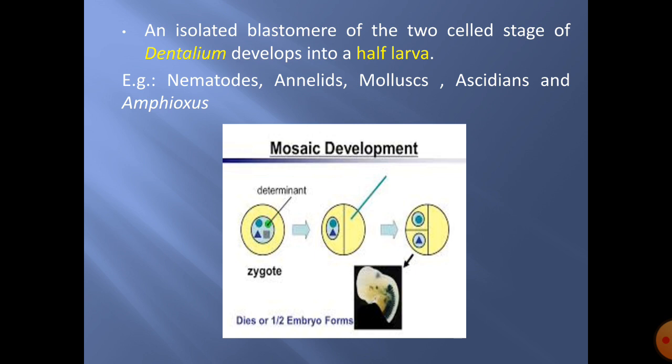Here in the diagram, you can see one blastomere is detached, and as a result, that part will not develop further at all, and finally you will get a half embryo, never the full one, and it is not viable. Ultimately it dies. So this type of egg is called a mosaic egg, and the development is called determinate development. Hope it's clear.